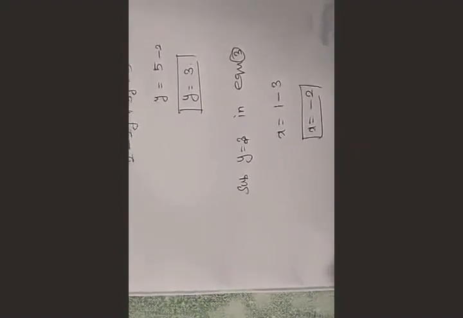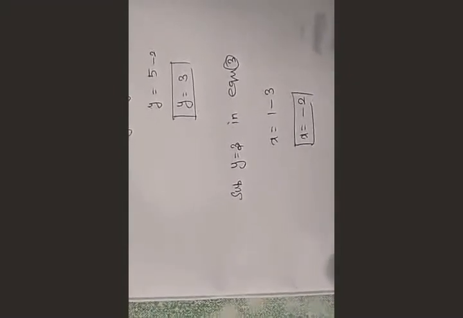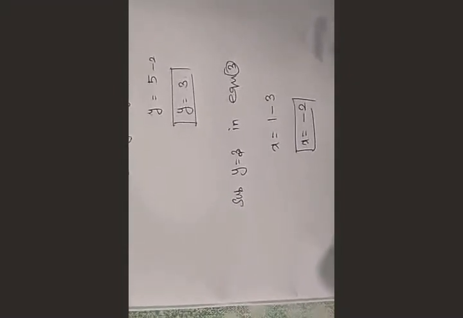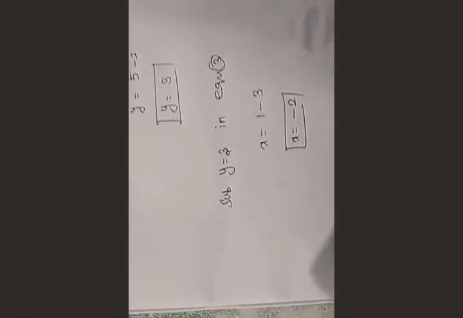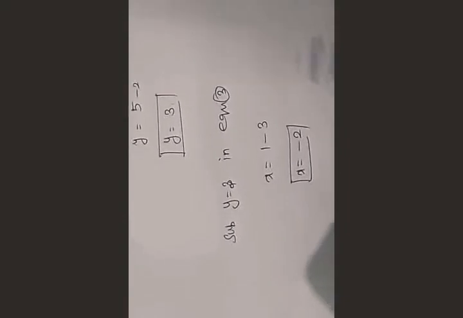Now x is equal to 1 minus 3, which is minus 2. Okay, that's all. So x value is minus 2, y is equal to 3. This verification is not needed, but to be satisfied, we verify. Okay.